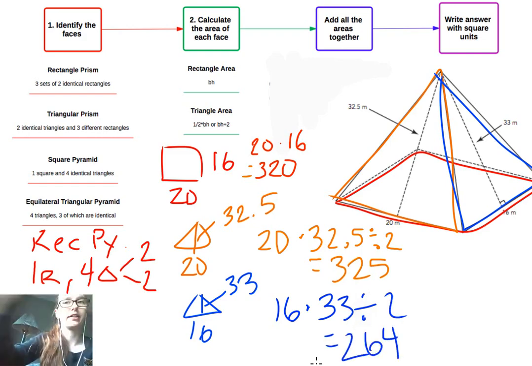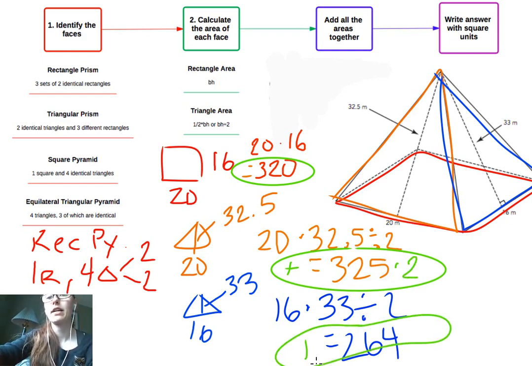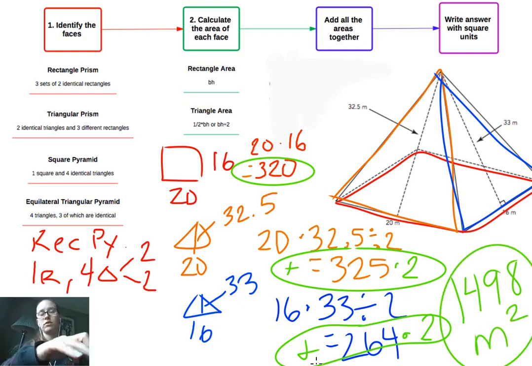Now we have to add all the areas together. So I'm going to add 320 plus 325, but there's 2 of those sides, so I'm going to multiply by 2, plus 264 times 2, because there's 2 blue ones. And I get 1,498. Square units would be meters squared. So remember that there's 1 rectangle, 2 identical triangles, and another set of 2 identical triangles.